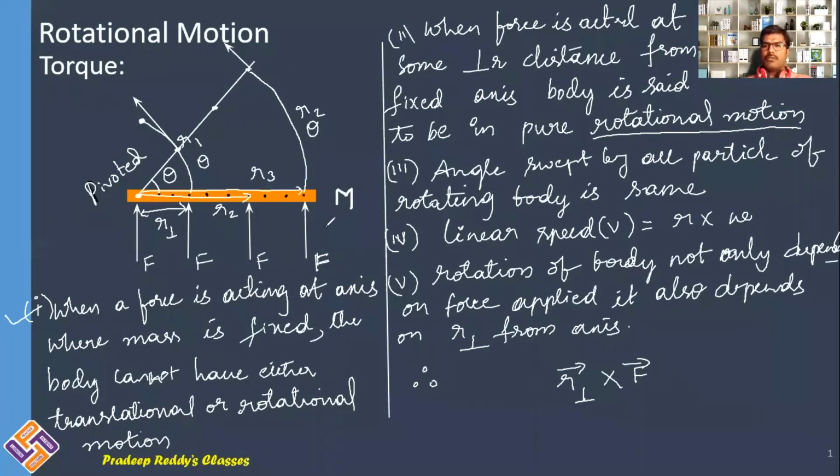That means you are acting a force upon an object at a perpendicular distance from the axis. If you just act the force at the axis, the body is not rotated. But when you act the same force at some perpendicular distance from the fixed axis, only then does the body undergo rotation. Therefore, in order to rotate your body, you should apply a force at some perpendicular distance from the point where it is fixed. And that gives us a new physical quantity, the cross product of perpendicular distance and force, which is called torque.